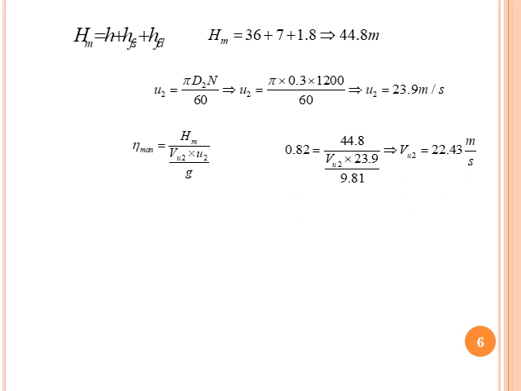The manometric head is 44.8. Manometric efficiency is 0.82. So now Vu2 is unknown, and that is calculated by simplifying this expression and finally getting the Vu2 value as 22.43 meter per second.